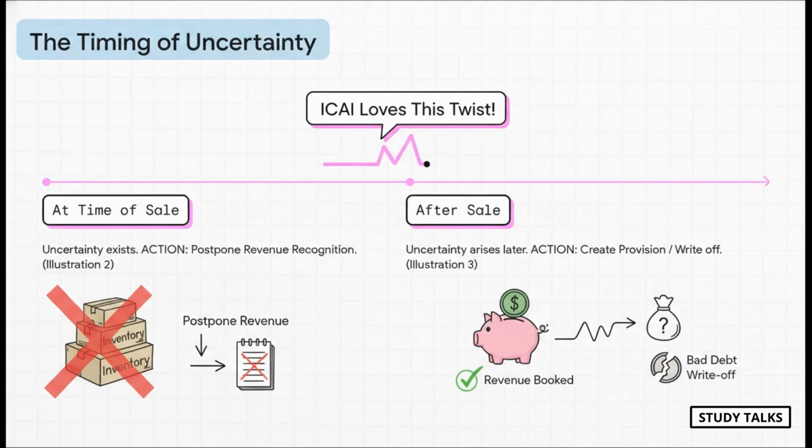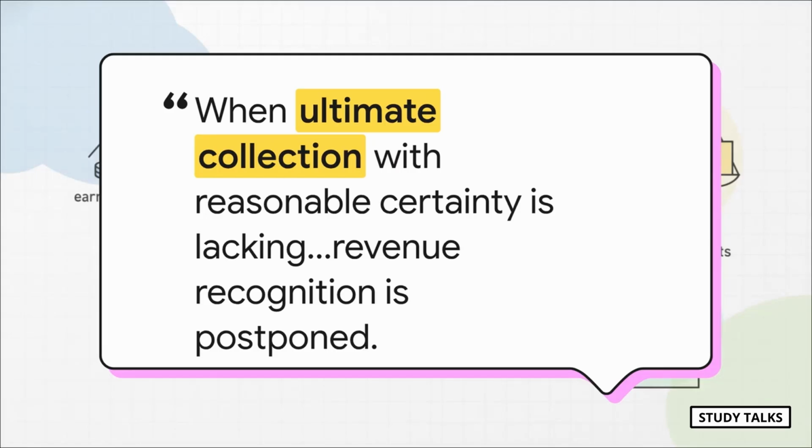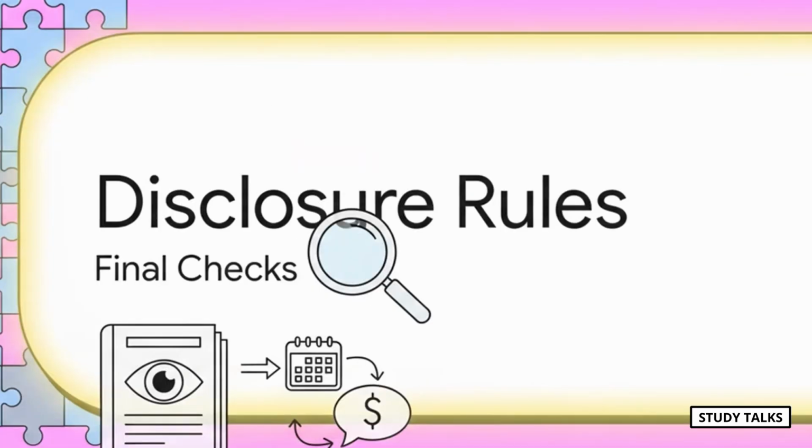But what if everything looked fine at the time of sale, and then a few weeks later, you hear the customer is in trouble? Well, you already booked the revenue. In that case, you can't go back and reverse it. Your only option is to create a provision for doubtful debt. This distinction, uncertainty at the time of sale versus uncertainty after the sale, is a classic ICAI twist. And if you ever forget, just remember what the standard itself says. When the ability to assess the ultimate collection with reasonable certainty is lacking, revenue recognition is postponed. It's as simple as that. No certainty, no revenue.